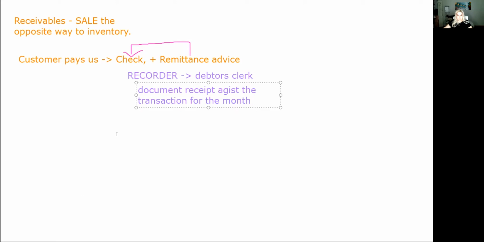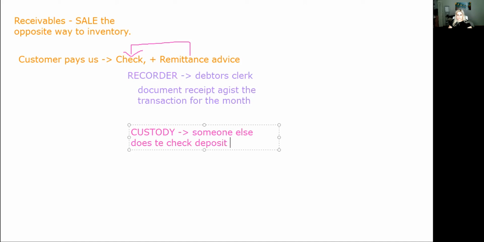Okay, now what's important though is to bear in mind that custody is a completely separate process. What happens is that somebody else will deposit the checks. All right. So it's not necessarily going to be the debtor's clerk that does a bank deposit. The person that would probably draw up the bank deposit would probably be the bookkeeper or the cash clerk or even the accountant.